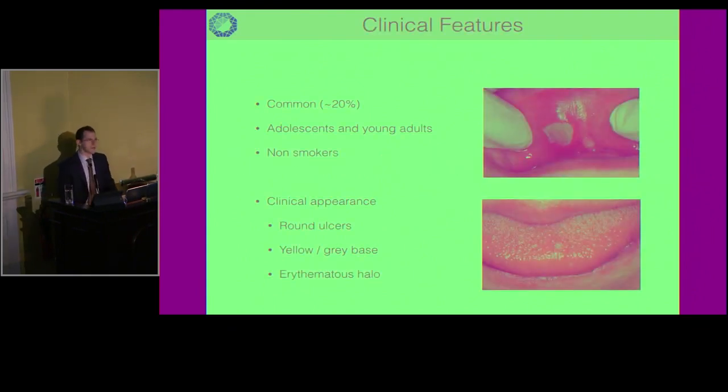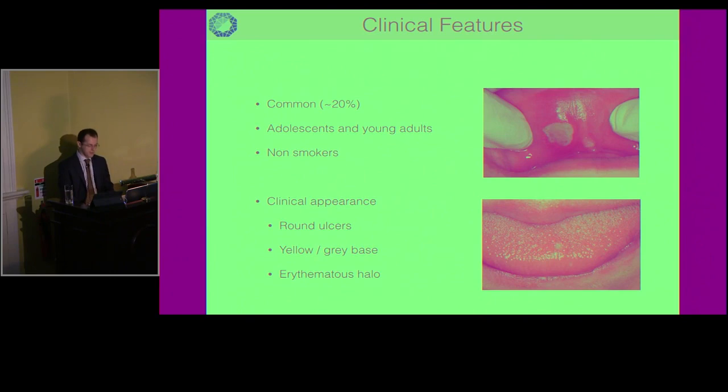About 20% of the population get this, so 1 in 5 people at some stage in their lives are going to get recurrent aphthous-like ulcers. The thing that I'd like you to notice is the characteristic features of these ulcers. They tend to be round, they've got a red halo, and they've got this yellow or grey base. So that's very much typical of aphthous-like ulcers. And really there aren't very many other kinds of ulceration that look so typically like that.